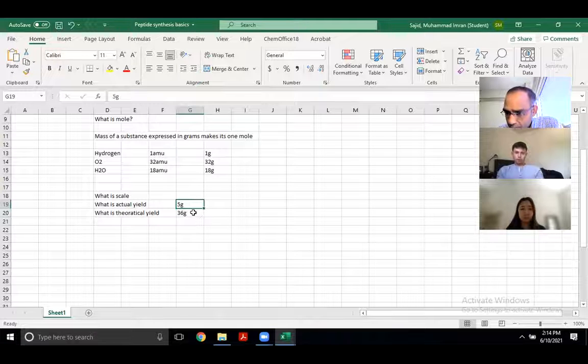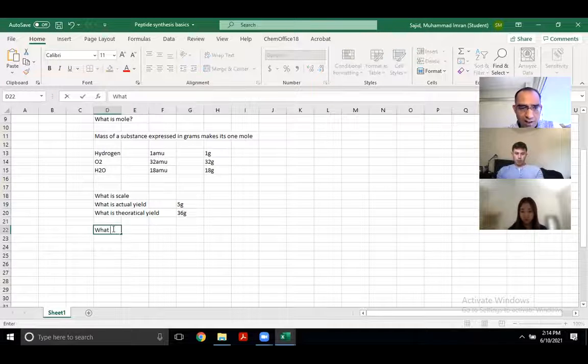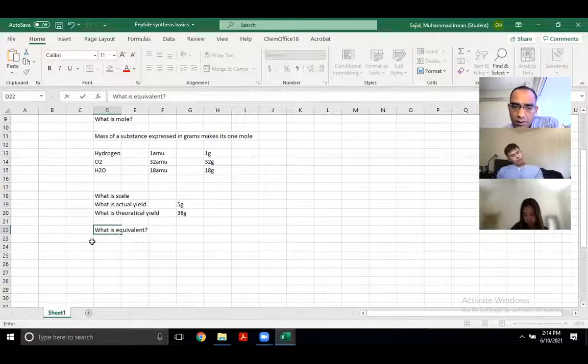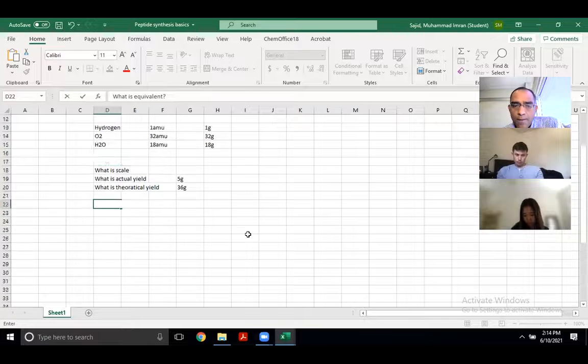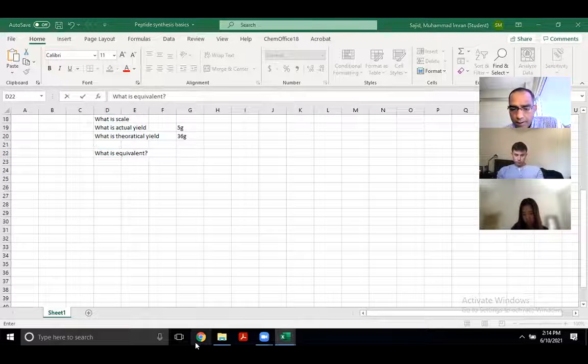Then I will say that the reaction efficiency is very low. The reactants are not reacting properly. That is why, in effect, we should get 36 gram, but actually I am getting 5 gram. Got it? There is another term, which is called equivalent. This is the third thing. What is equivalent?